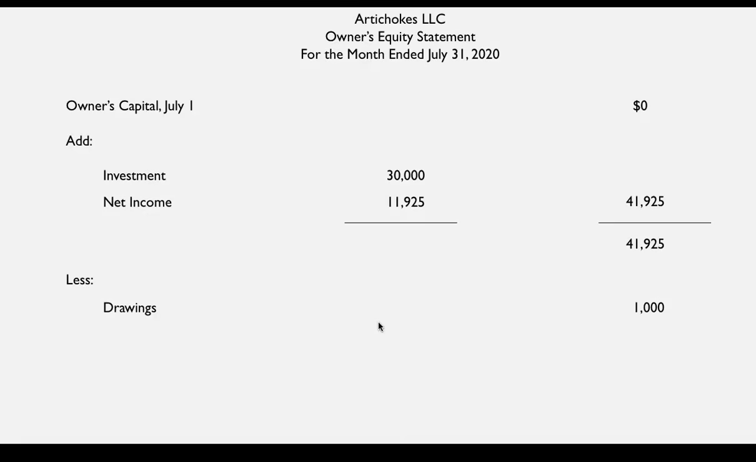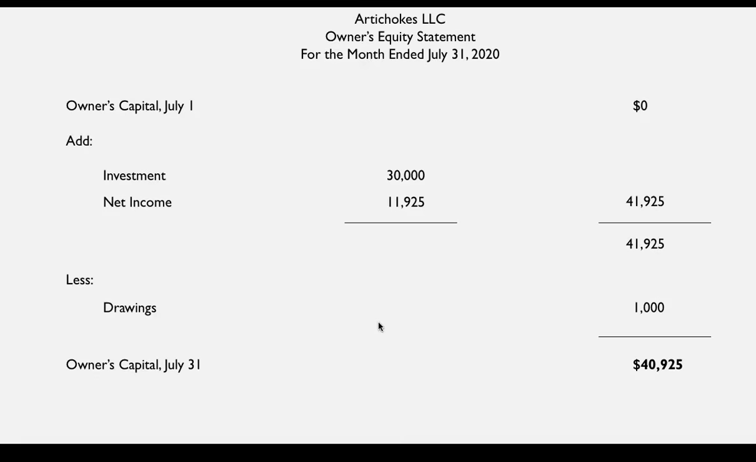So after we list out our less category, we can then calculate our ending owner's capital. Our owner's capital on July 31st. So at the end of the month, our owner's capital in this case was $40,925. So we got that number by subtracting that 1,000 from the 41,925 that we had right above it. So that's how much Artie had in his capital account after the first month of business.